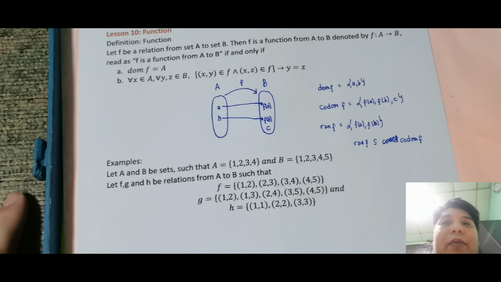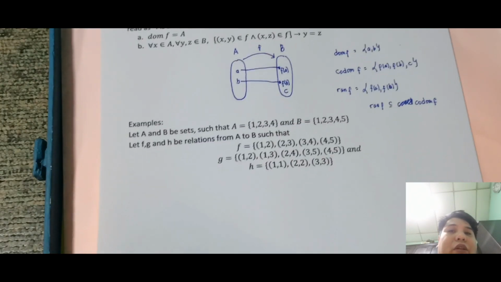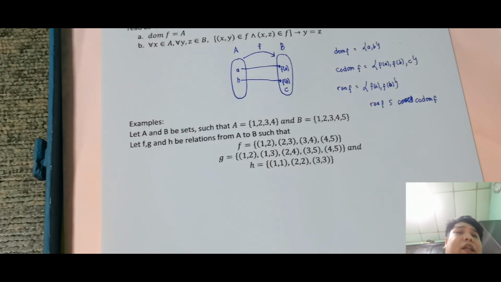Okay, so let's have example para ma-determine natin kung function o hindi. So ito yung usual way natin para ma-determine kung function o hindi. So examples, let A and B be sets such that A is equal to the set containing 1, 2, 3, 4 and B is equal to the set containing 1, 2, 3, 4 and 5. Let F, G and H be a relation from A to B. Okay, so tama naman, no? So such that F is the set containing (1, 2), (2, 3), (3, 4, 5). G is the set containing (1, 2), (1, 3), (2, 4), (3, 5), (4, 5). H is the set containing (1, 1), (2, 2), and (3, 3).